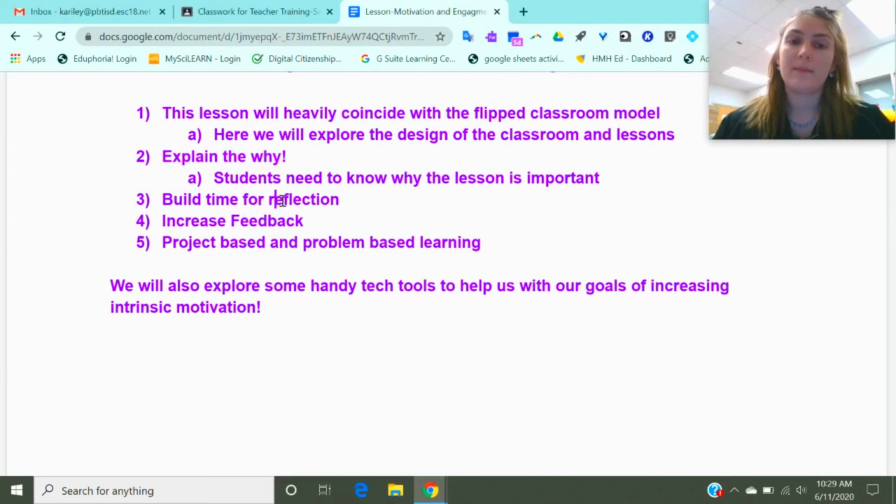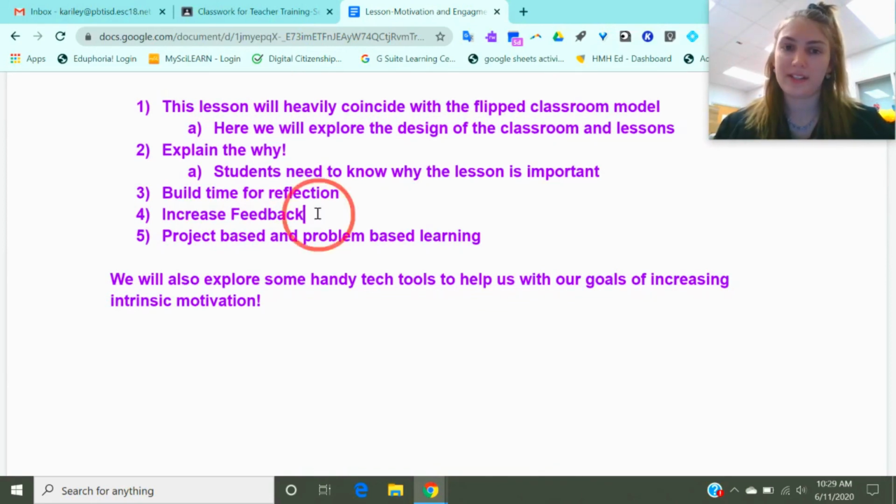Another big thing is building time for reflection. Now, personally, I'm a writer. I love to write, and it helps, especially if I'm learning something new and I've read a whole bunch of different articles. I'll write down my ideas about it, and it solidifies it. So, building in time for reflection over the content and the lessons is also really going to help.